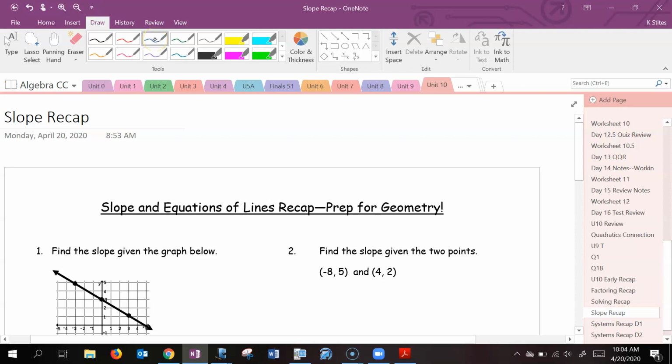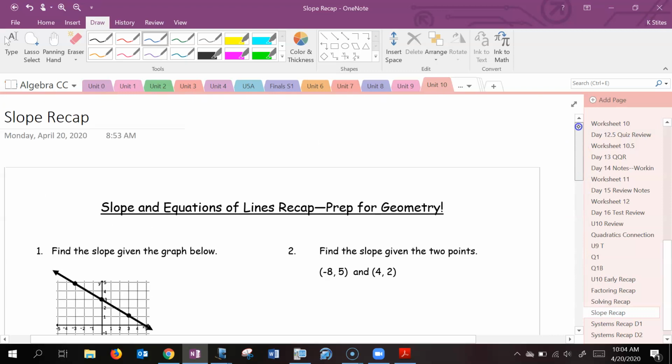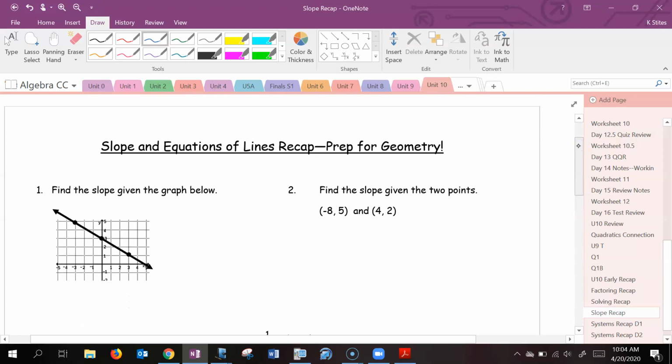So again, you can print this PDF off of Canvas if you have access to a printer, and if you don't, you can either just watch the video, or what I would recommend is doing these problems on a separate sheet of paper. You are going to have a Canvas quiz for today, and so after you watch this video, you will want to go take that Canvas quiz.